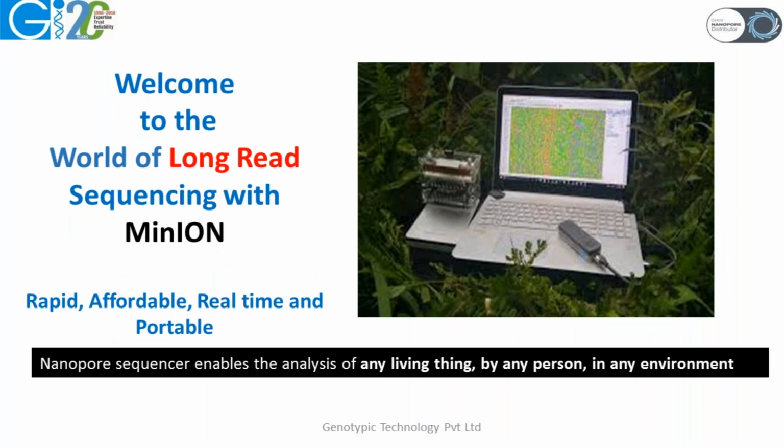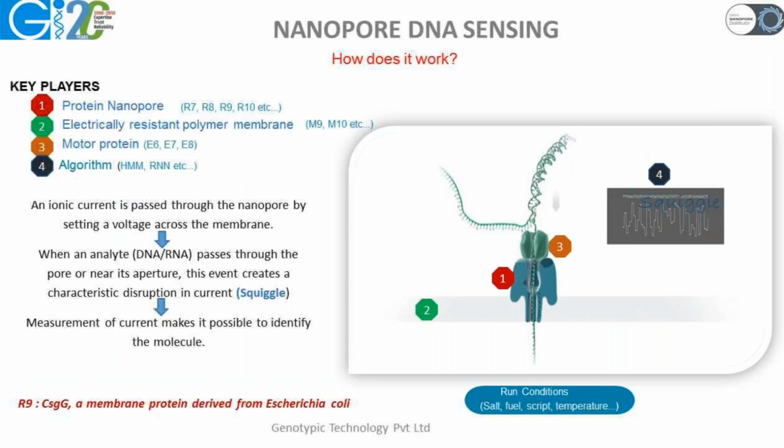So with this brief introduction, welcome to the world of long read sequencing with MinION, which is one of the very small instruments from Nanopore technology. This is a technology which is rapid, affordable to everyone, real time, and portable. And when I say affordable, it has created a revolution because it has democratized the sequencing technology, and now individual labs can own sequencing platforms for their lab. So it is no more limited to central facilities.